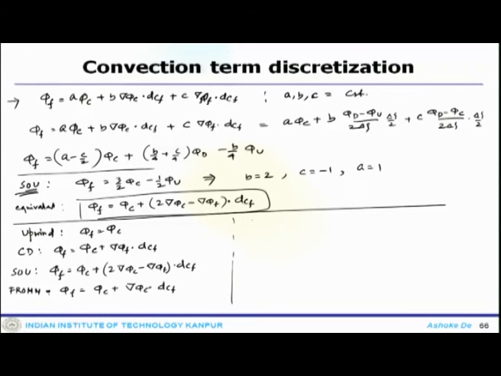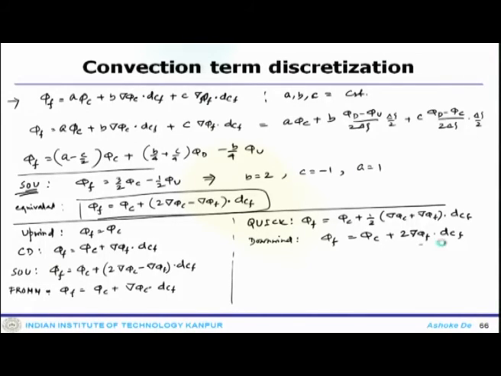For the next one, which would be phi f equals phi c plus delta phi c dot d c f. Now, for QUICK, you get phi f equals phi c plus half delta phi c delta phi f dot d c f, and the downwind scheme will get you phi f equals phi c plus 2 delta phi f dot d c f. So, we have already seen how to calculate this gradient at C.